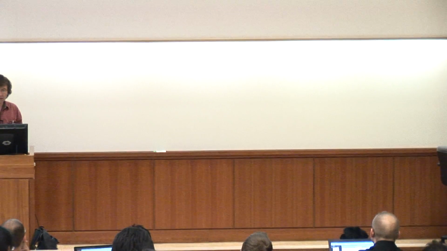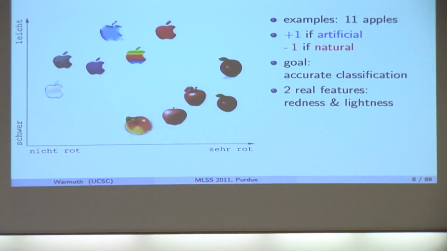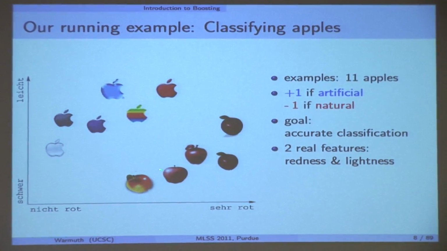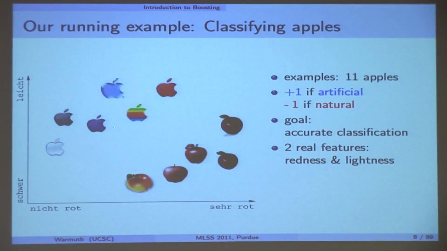So this is going to be our running example. We're going to classify apples. Right? So these are the natural apples, and these are the artificial apples. We want to classify them. So there are two features. They're real valued features. This is redness, and this is lightness. I got these pictures from Gunnar Rätsch. I worked with him a lot on boosting. Everybody understand? So these are real valued features.